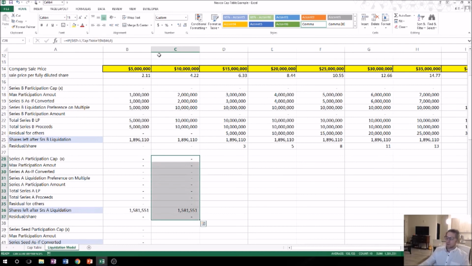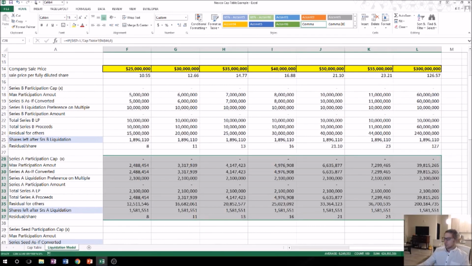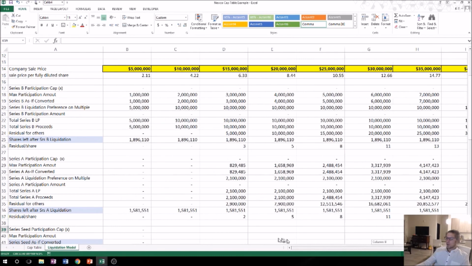Let's try and drag it over. Seems to be working correctly because we're still getting the same residuals per share way up here where everything is definitely converting to common. Everything's converting to common above 50 million because that's the post money that the Series B invested at. After that, we keep the shares as common. So that's kind of our check figure as of right now. So next video we'll do the Series Seed.